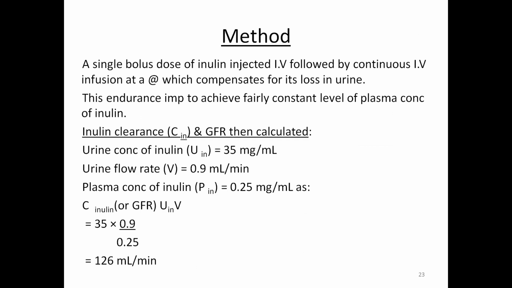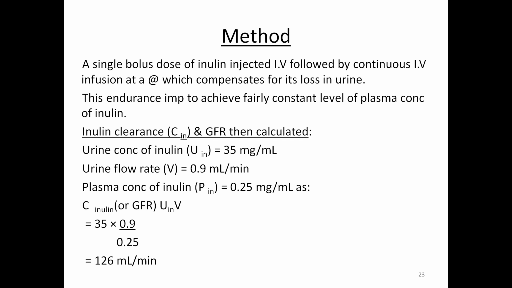So what is the method for the inulin clearance test? To perform this test, a single bolus dose of inulin is injected intravenously, which is followed by a continuous intravenous infusion at a rate which compensates for its loss in urine. This is important to achieve a fairly constant level of plasma concentration of inulin. The inulin clearance, and so ultimately the GFR, is then calculated from the following values, as you can see.